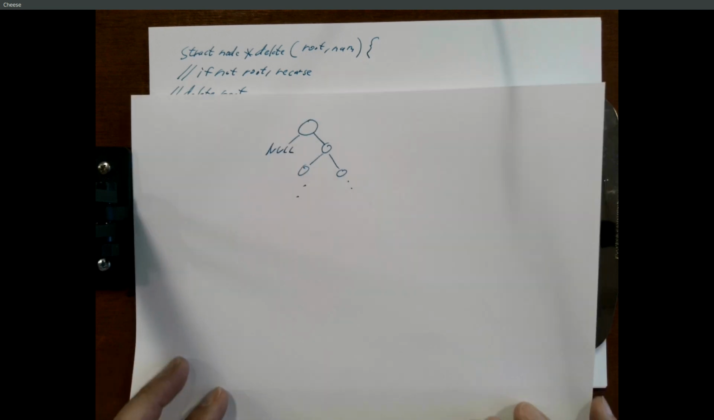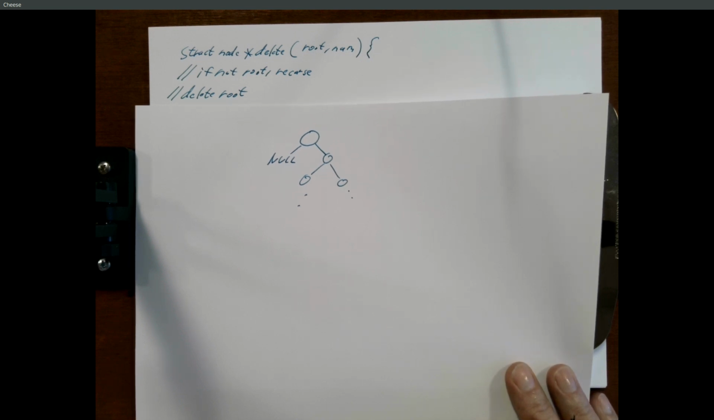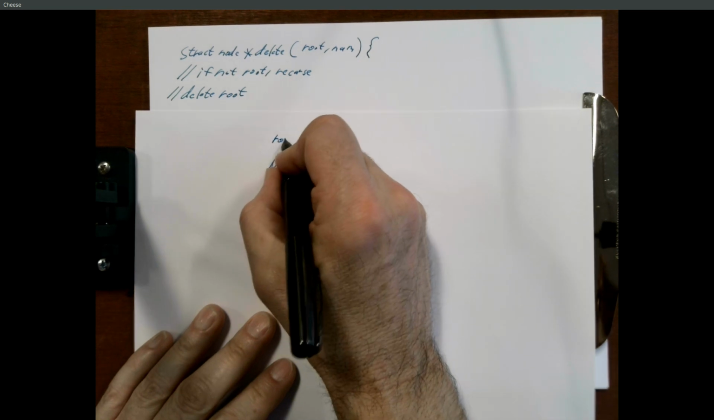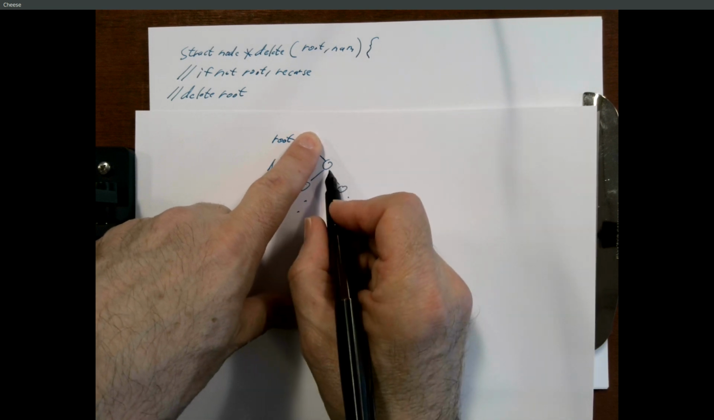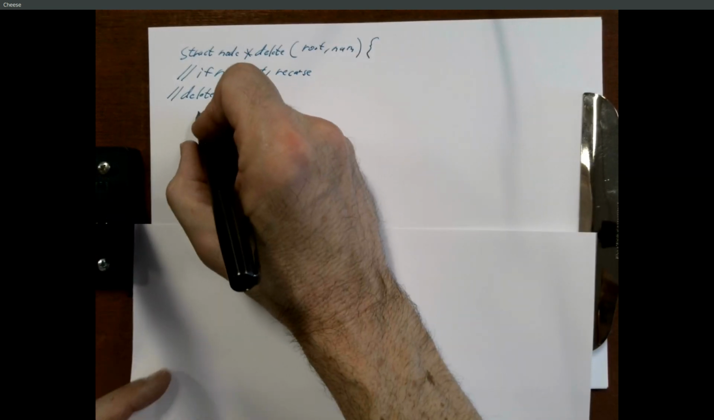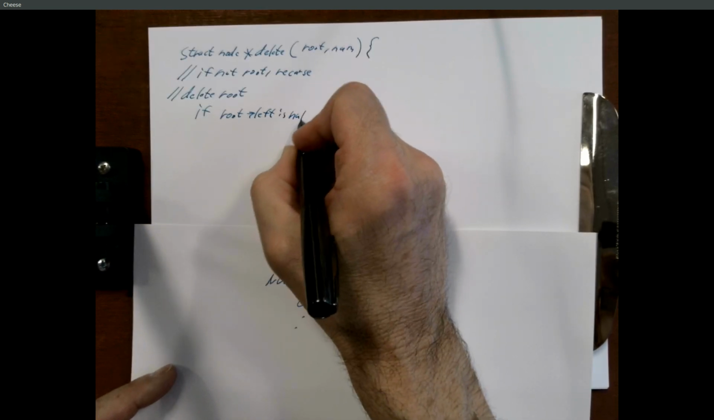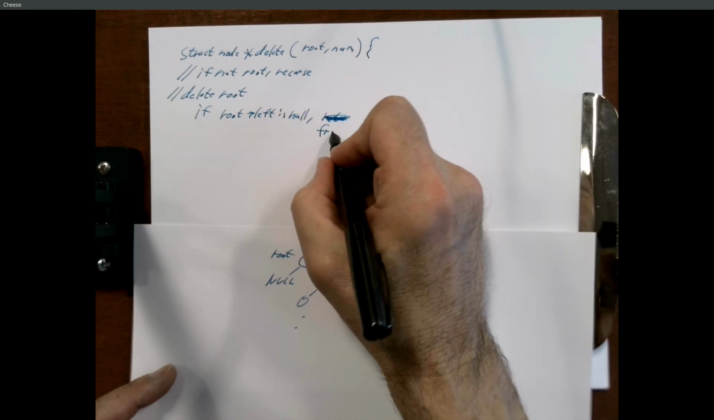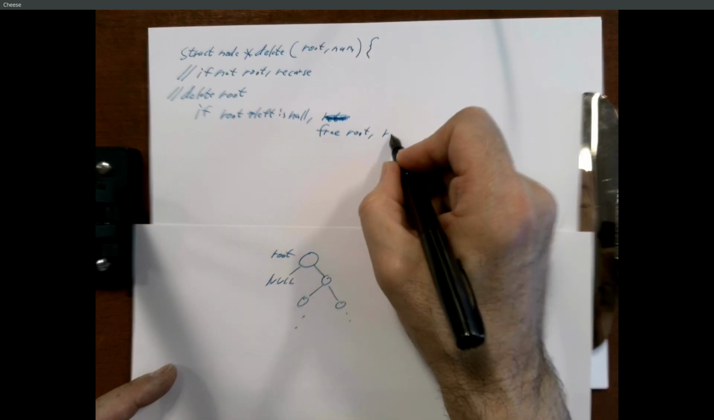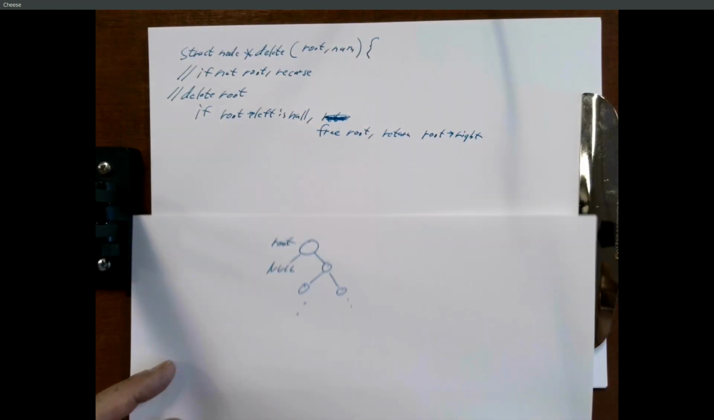Here's our first edge case. We want to find the largest thing in the left subtree. If there is no left subtree, we can't find the largest thing in the left subtree. So in that case only, what we can do is change the root to simply be the right child of the root. That'll remove this, and the next largest thing will be this root. So if root left is null, then free the root and return the right subchild of the root.